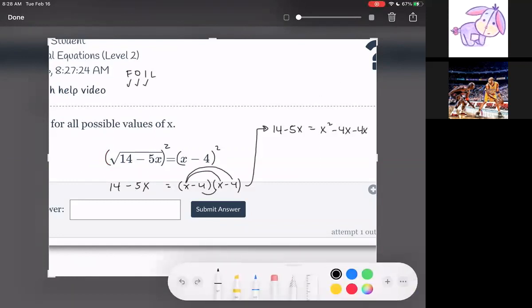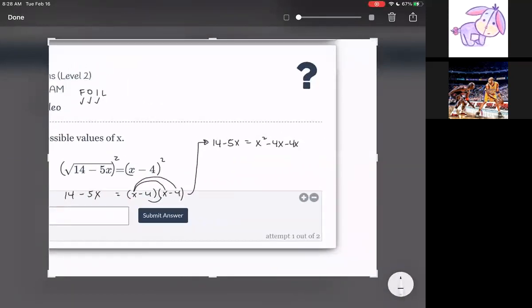Okay, and then for the L for last, that's going to be the minus 4 and the minus 4, which multiply to give us positive 16. Then we're going to simplify. We get 14 minus 5x equals x squared minus 8x. We got that by combining these two like terms, plus 16. Okay, any questions up till here?